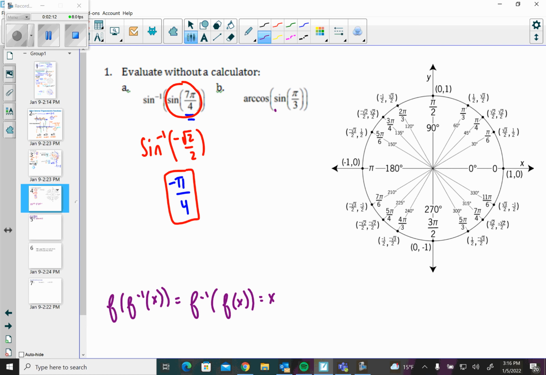I'm going to start with the inside. Sine of pi over 3. Here's pi over 3. Sine is y. We have cosine inverse of square root of 3 over 2. Sine is y, cosine is x. Now we're asked, where is cosine equal to square root of 3 over 2? Where is my x value equal to square root of 3 over 2? That is at pi over 6.